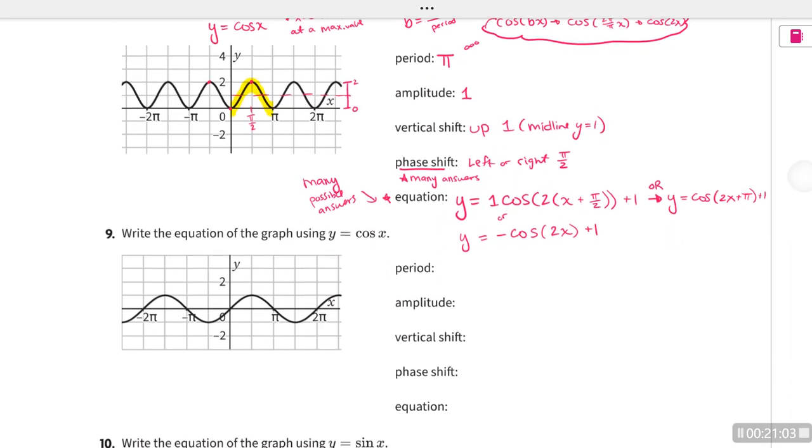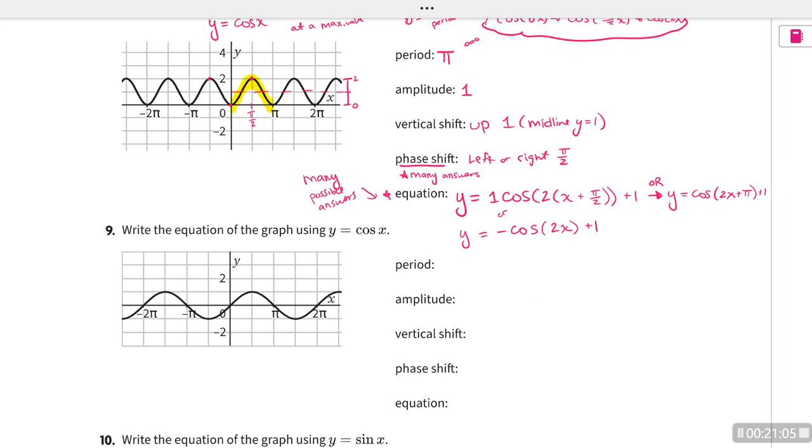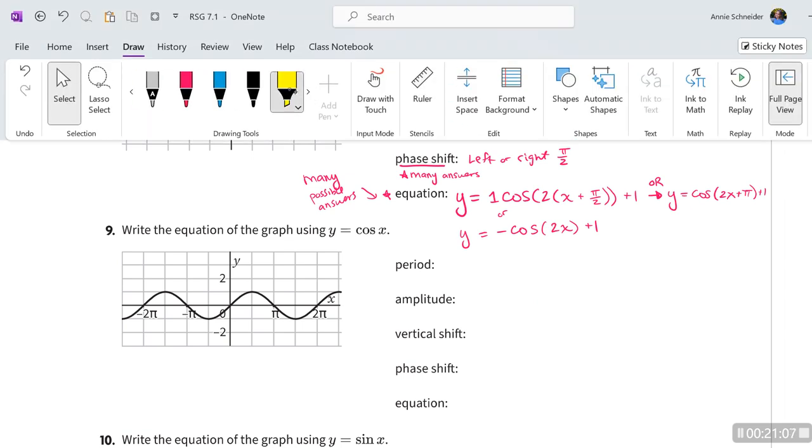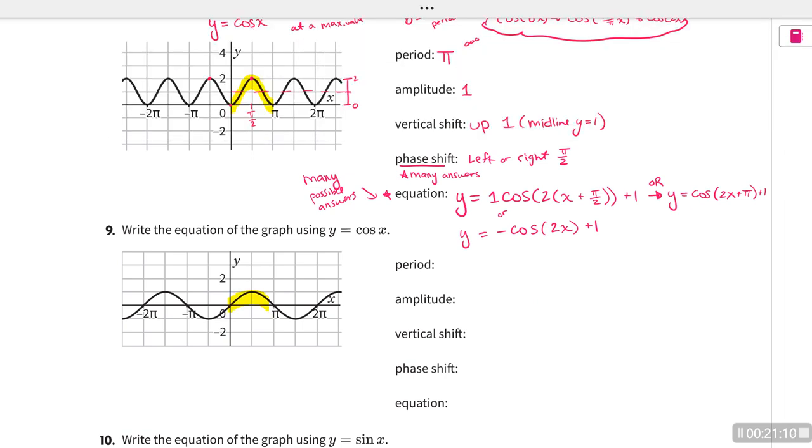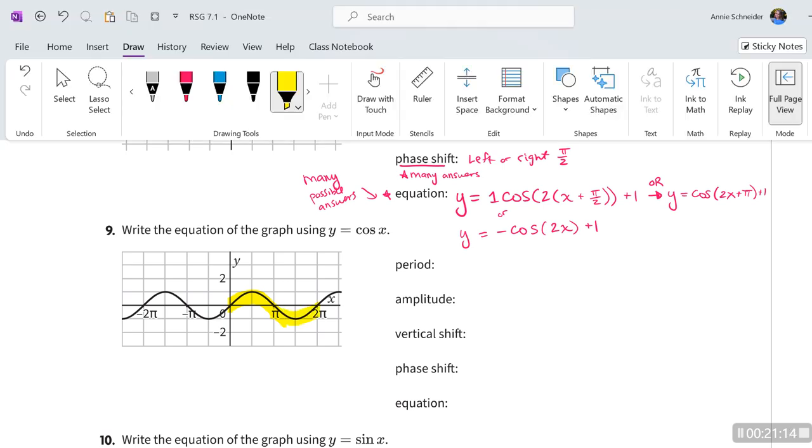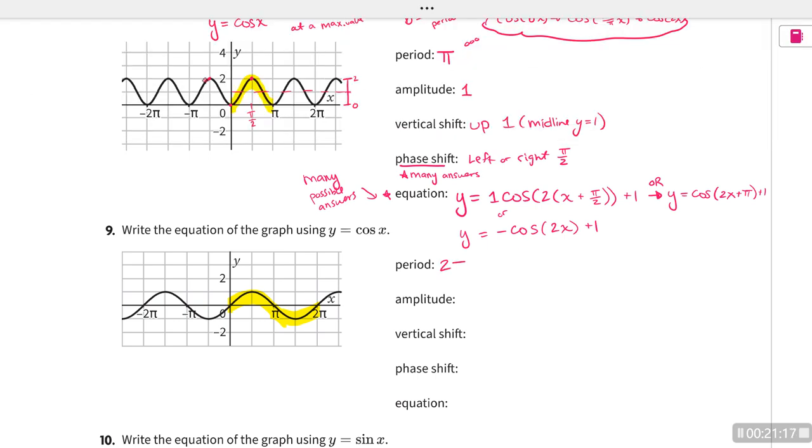Okay, question 9. Let's look at our period. Here we're at 0. We've hit 0, but we need to hit it twice. We're back again after 2 pi, so our period is 2 pi. There's no horizontal stretch or compression there. From the original parent graph, our amplitude is 1, up 1 and down 1 from that midline, and there is no vertical shift here. Our y equals 0 is the midline.